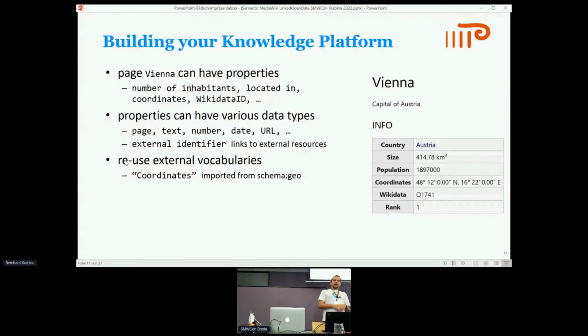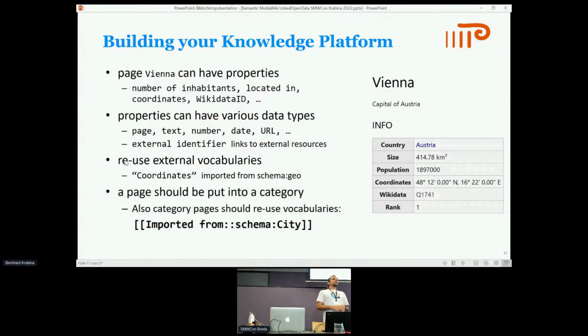And you also can reuse external vocabularies. So the coordinates, you want to tell the world, basically, that your property coordinates is something that is imported from schema.geo, from the geo vocabulary of schema.org. So this we should do.